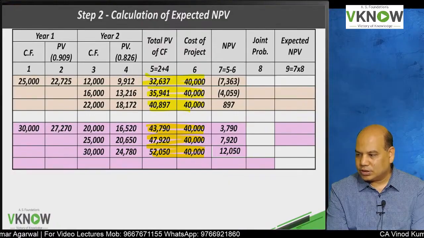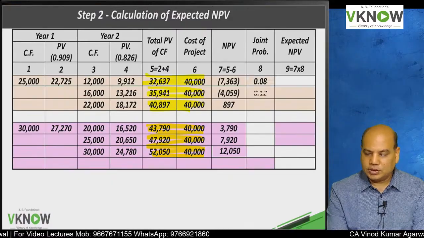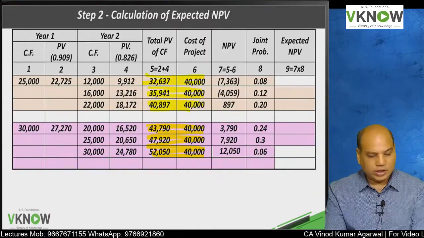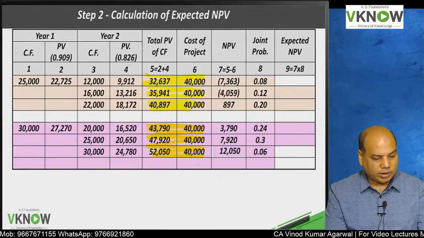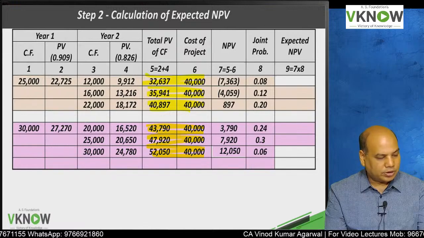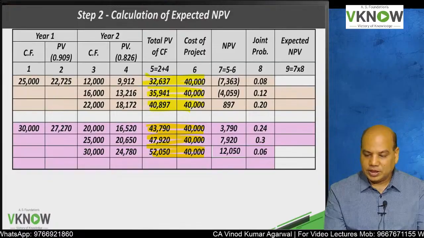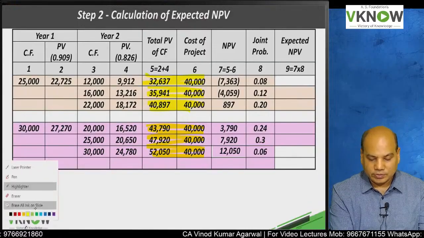Yes or no? Yes. Now we'll go to joint probability. Copy from the decision tree where we have drawn decision tree. On the right side we have written joint probability. So you also write it down. And now my question is, what is expected NPV? Now you have to use memory plus and memory minus function.